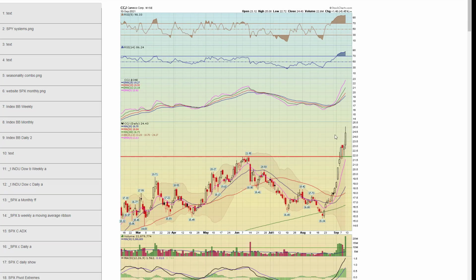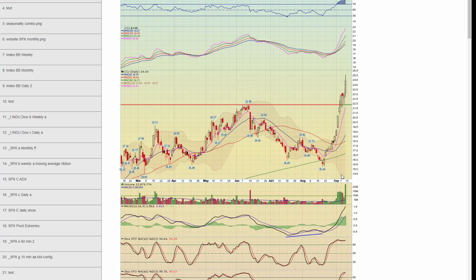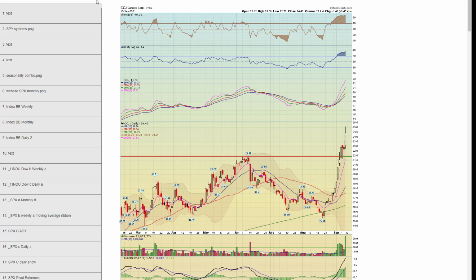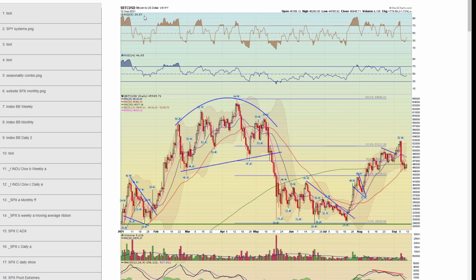Chart 81, one of the uranium stocks, CCJ, obviously moving in concert with uranium metal, as you'd expect. Next. Chart 82, Bitcoin.